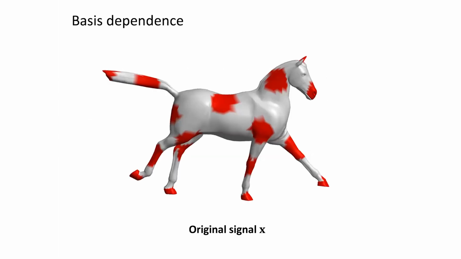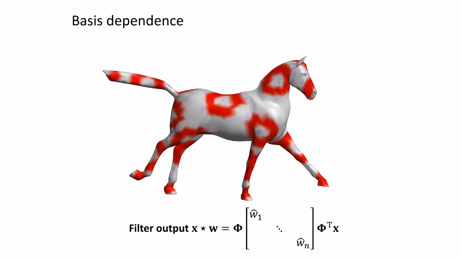So let's look at this example. Here we have, well, it's not a general graph, it's a mesh, but the idea is the same. So we have this coarse mesh, and on this mesh, we have a signal. It's ones in the red regions and zeros in the gray regions. And let me apply an edge detection filter to this signal in the frequency domain. So I compute the Fourier transform, multiply element-wise by the coefficients of the filter, and compute the inverse Fourier transform.